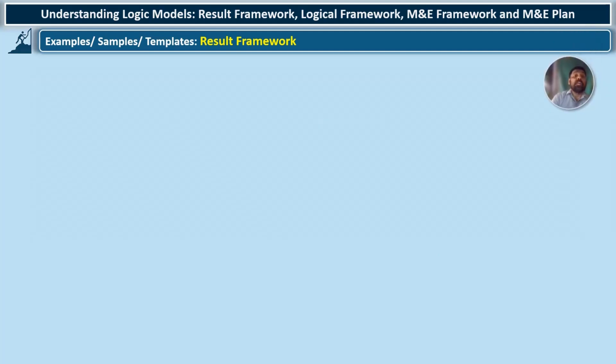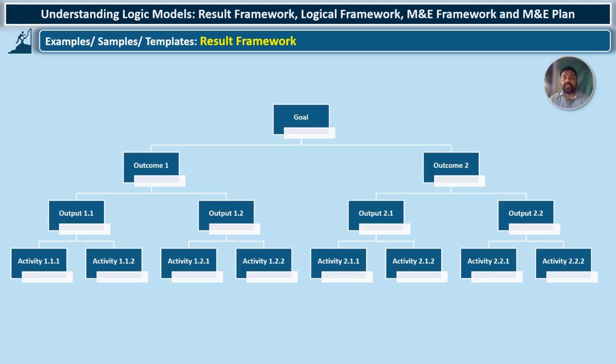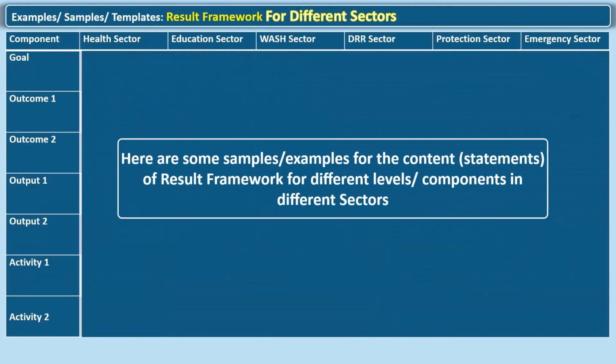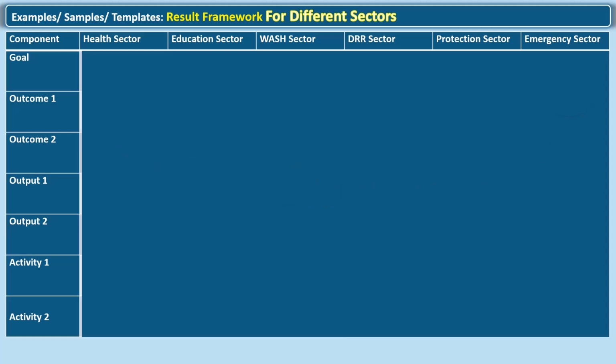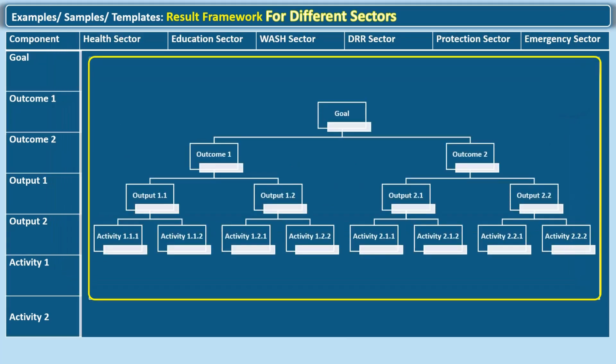When you finalize these statements, then you will need to add them to this format. Here you will need to explain the goal, the different outcomes, the outputs. This is just organogram smart art which you can develop. The contents of result framework with statement for goals, outcome, outputs, and activities for different sectors. Remember, you will need to use this format for result framework.